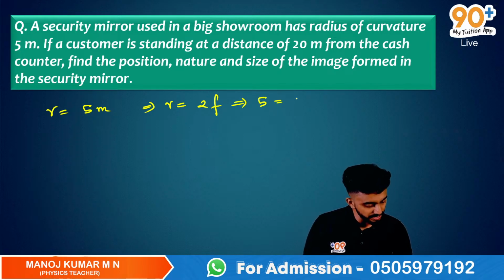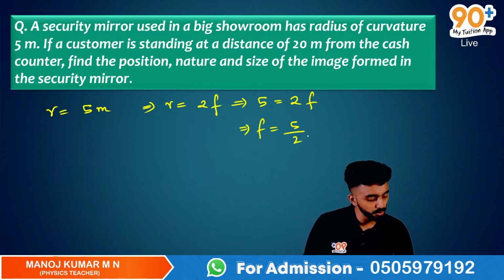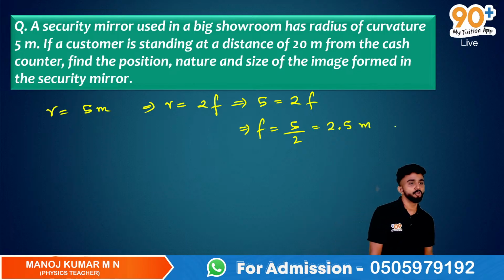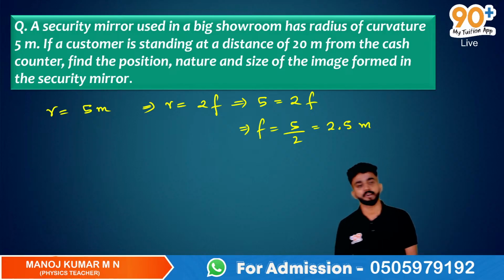So radius of 5 is equal to 2F. So focal length F is equal to 5 by 2, that is 2.5 meters will be the focal length. I got the focal length as 2.5 meters because the radius of curvature is 5 meters, right?